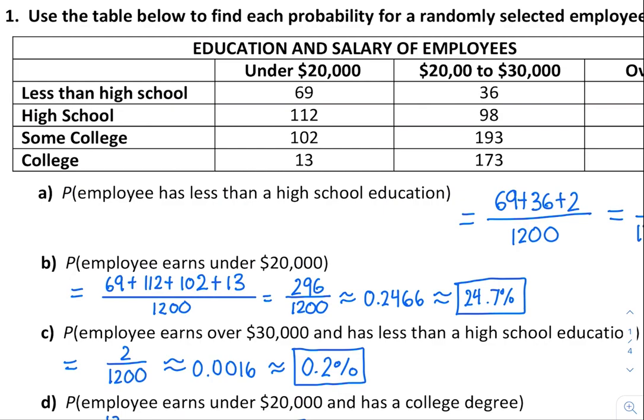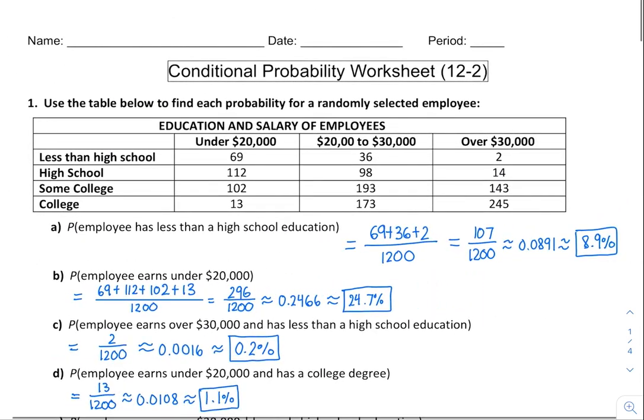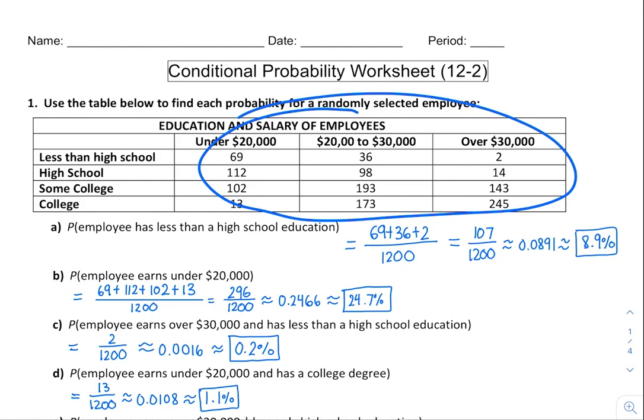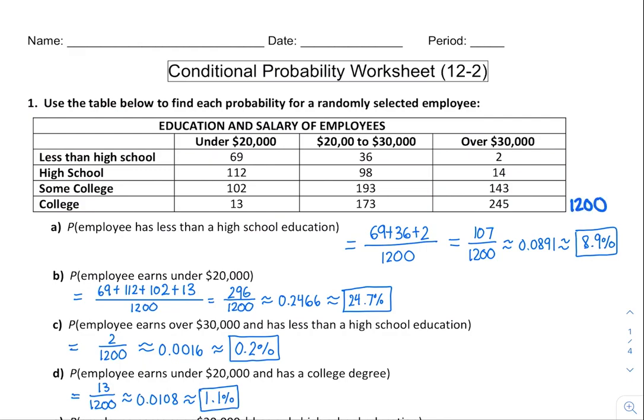Find the probability that an employee has less than a high school education. So when we take a look at this, first of all, you have to know how many total are in here, okay? If you add all those numbers up, there's a total of 1,200. Now, employee has less than a high school degree.